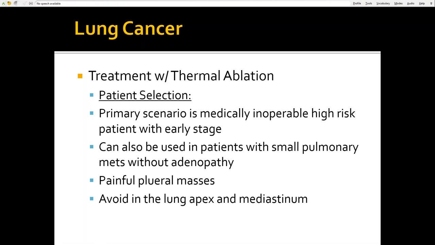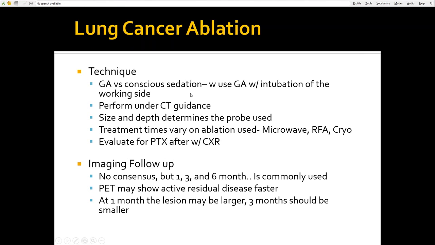So, you just got to look to see where the tumor is itself, how many there are, how big is the lesion, as to what the modality is best utilized. So we like to use general anesthesia when doing this to help control the patient's breathing. We perform it under CT guidance, as I'm sure everybody does.